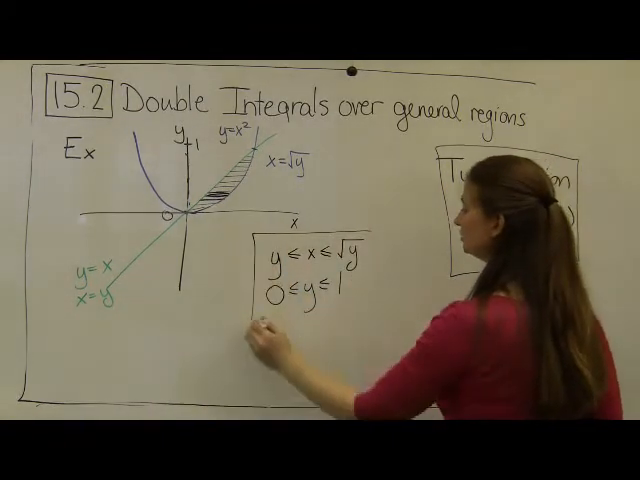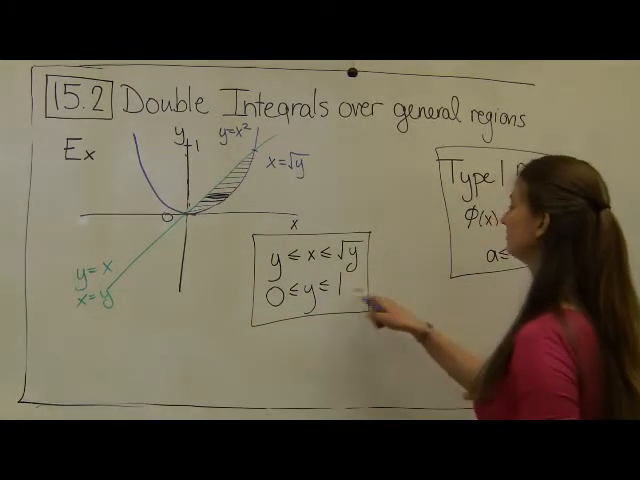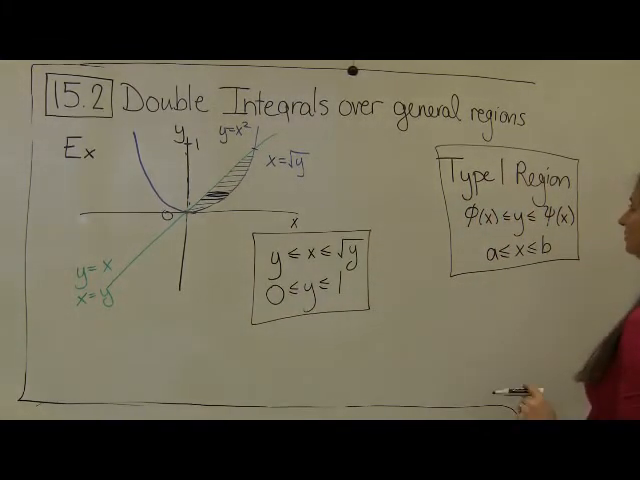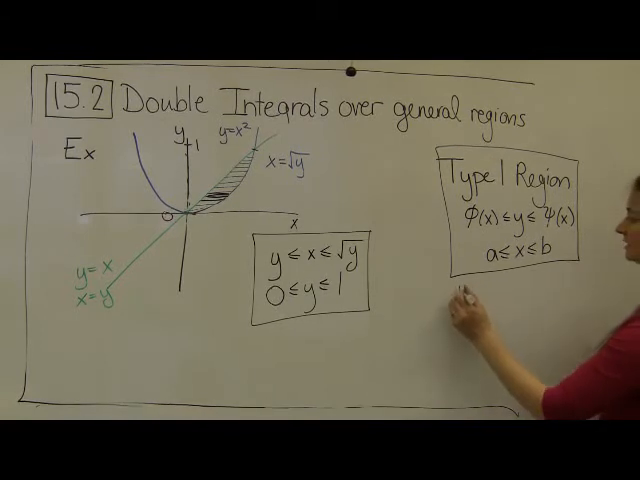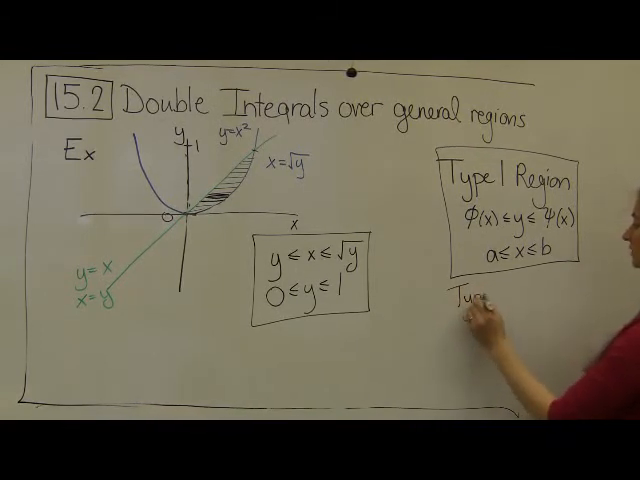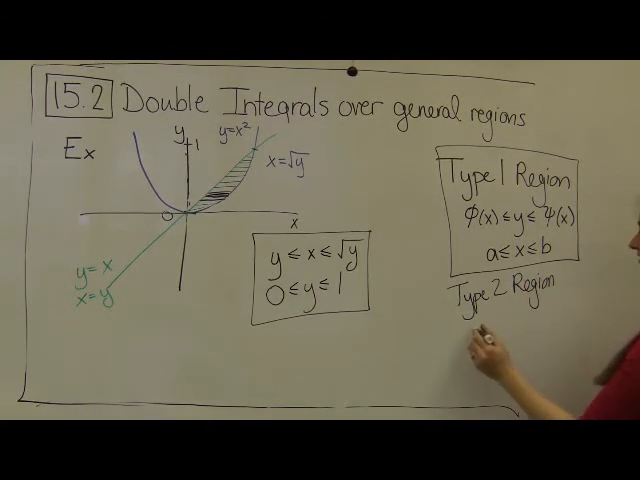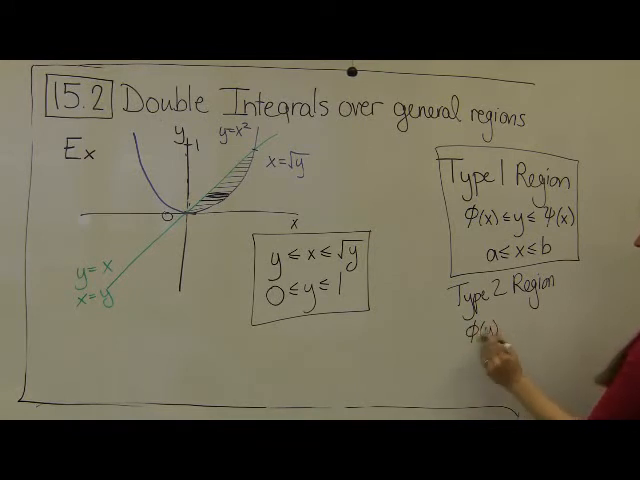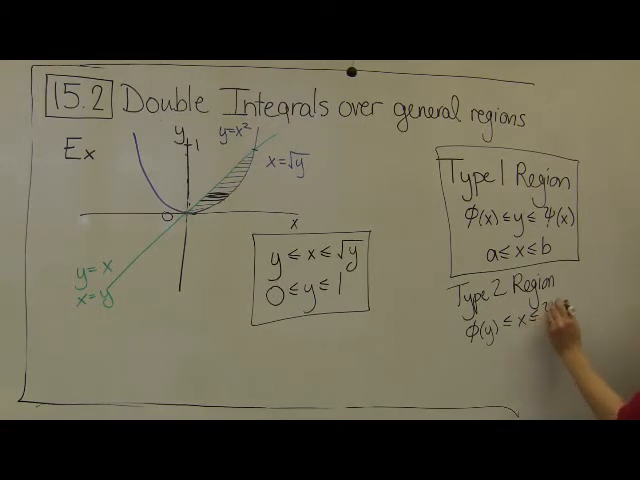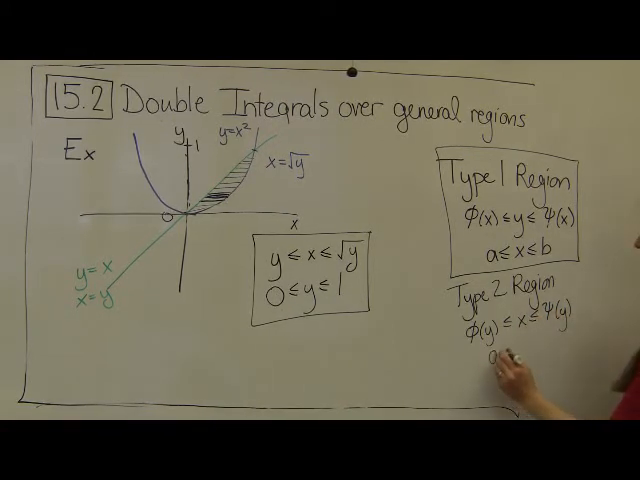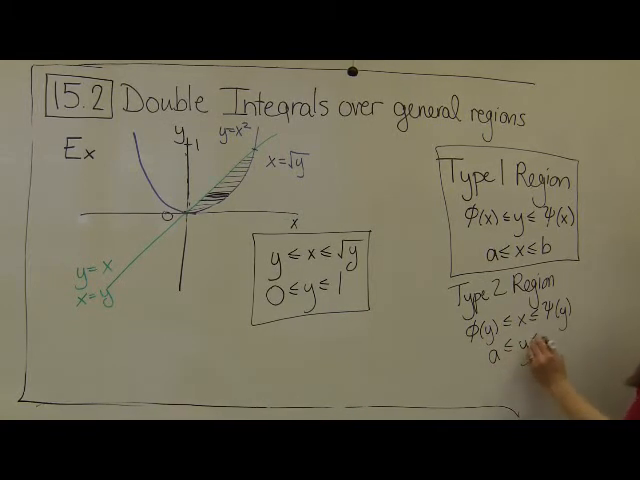So I just rewrote this, instead of as a type 1 region, I've now rewritten it as a type 2 region, and I'll write the definition over here. So a type 2 region is one where my x values are bounded by functions of y. So I have some function of y that's the lower bound on my x's, and some function of y that's the upper bound on my x's. And my y values are trapped between constants.